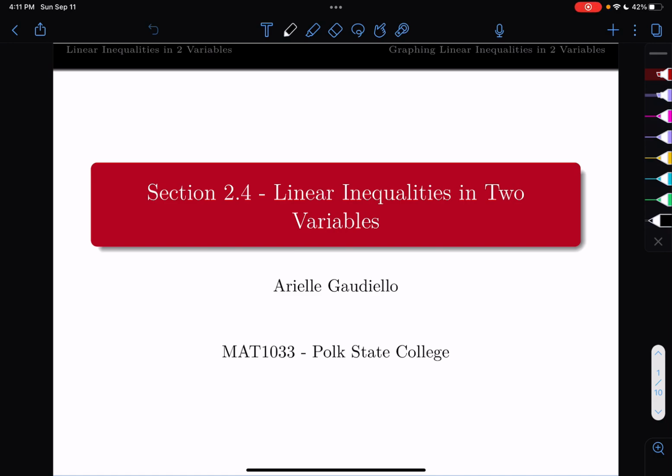Now that we have the lines down pat, we're going to jump into linear inequalities. So remember, anytime we have an inequality, it's going to be some interval or a region. So it's not necessarily a single point. So basically, we're going to be looking for where in our coordinate plane do we satisfy the given inequality.